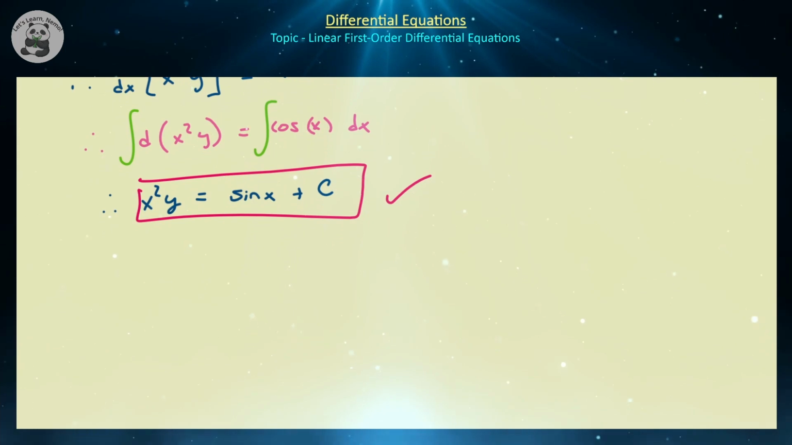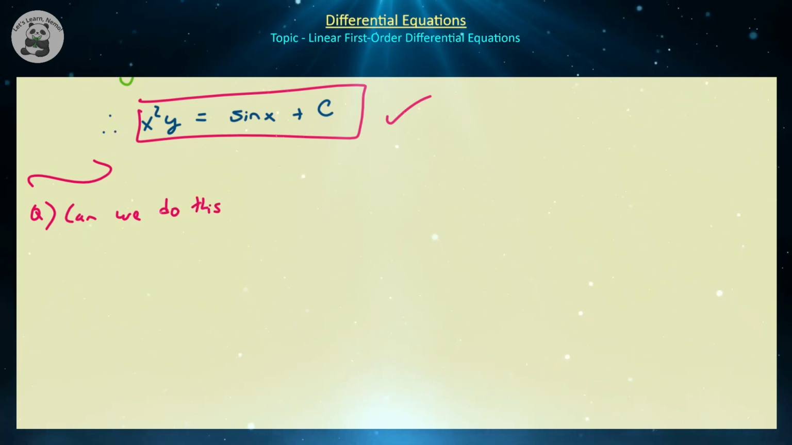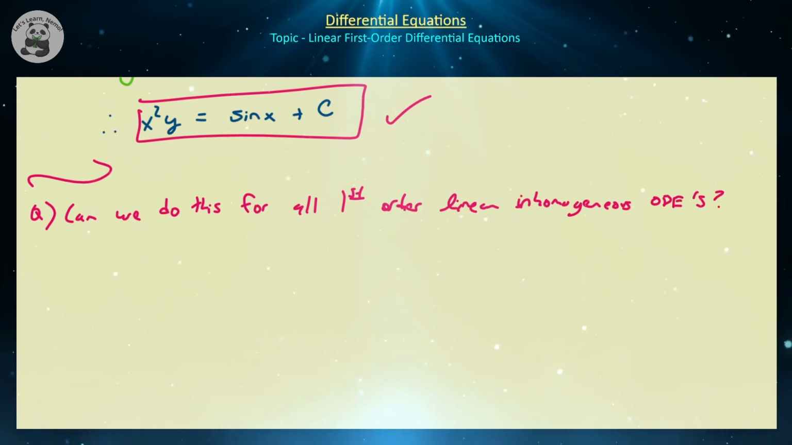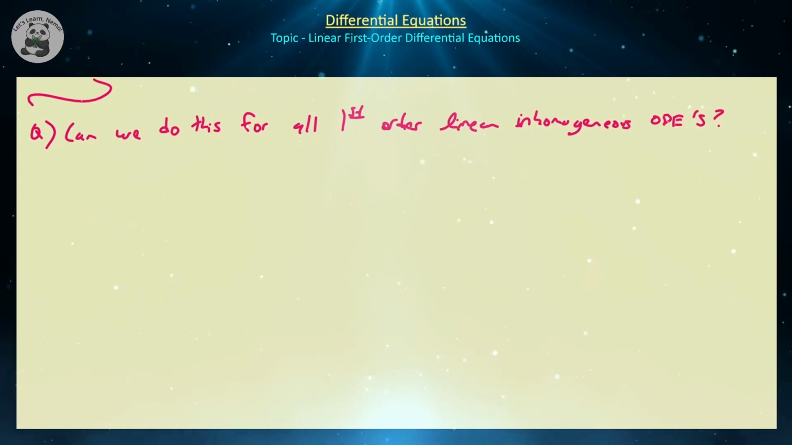But we were just lucky that the left-hand side was in the form of a product rule that was easily identifiable. So here is the natural question that we want to answer. Can we do this for all first order linear inhomogeneous ordinary differential equations, because we already know how to solve homogeneous ones? You can probably guess that the answer is yes, but let's see if we can figure it out in a clever way, in particular a formal way.